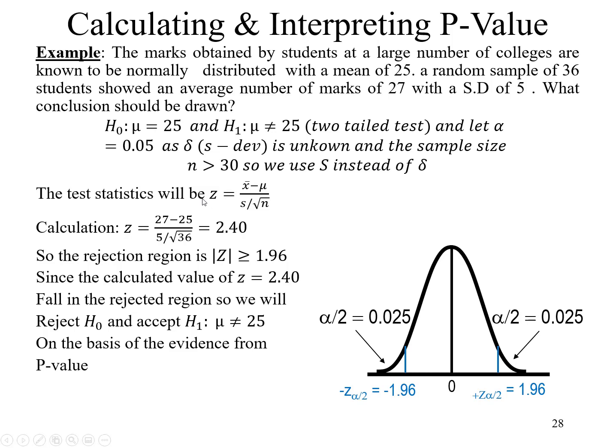So now in this test statistic I want to fill in these values. You can see a random sample of 36 students, so n is 36. Students show an average, so this average is the x bar. X bar is 27, so in this x bar I put 27. The mean is already given as 25. So minus 25, divided by the standard deviation of the sample, which is S. S is 5, divided by the square root of n. n is 36 because they took a sample of 36 students. So we just put it in and we calculated 2.40. So this is called the calculated value.